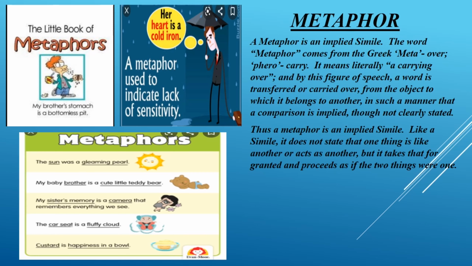The next example, my baby brother is a cute little teddy bear. Now here, the baby brother is being compared to be as cute as the little teddy bear, but the poet is not making use of the word as. He is indirectly implying or saying that his baby brother is a cute little teddy bear. So again, the figure of speech will be a metaphor.